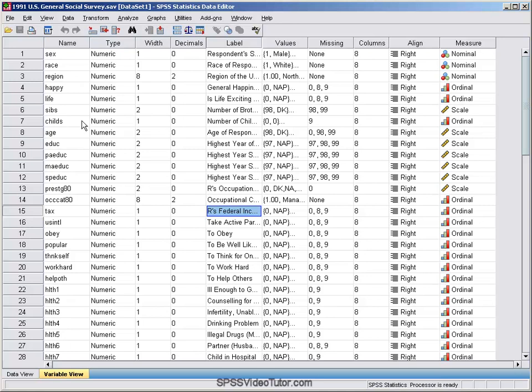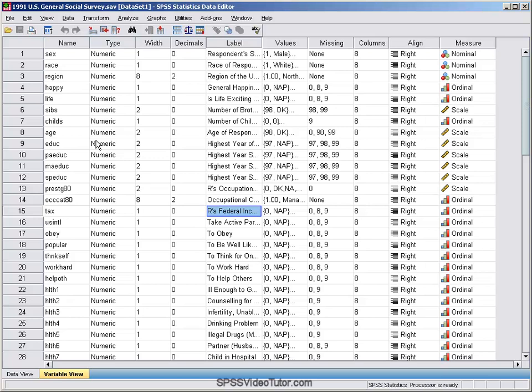Let's begin by examining if there is a difference in occupational prestige among respondents from three regions. In this example, occupational prestige is the dependent variable and region is the independent variable. Region has three factors: northeast, southeast, and west.